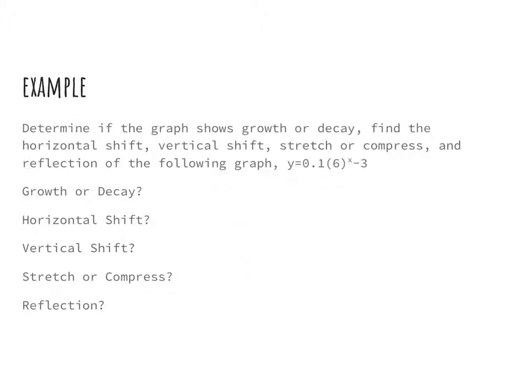We're going to do the same thing for our next example. Now our equation is y is equal to 0.1 times 6 to the x minus 3. So again, whether you're looking for growth or decay, we look for just the base of our exponent. The base is 6. 6 is greater than 1, so this is a growth function. Okay, for our horizontal shift, we look in our exponent. It's just x. We're not adding or subtracting anything, so we do not have a horizontal shift.